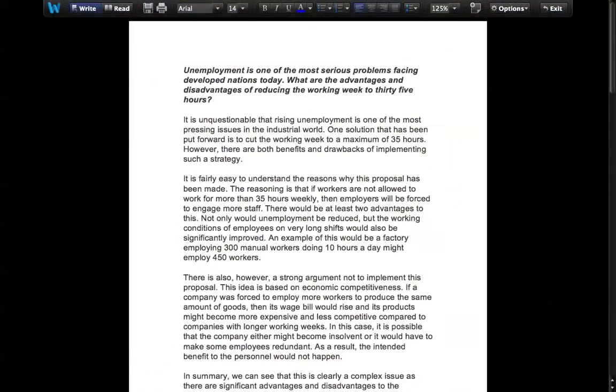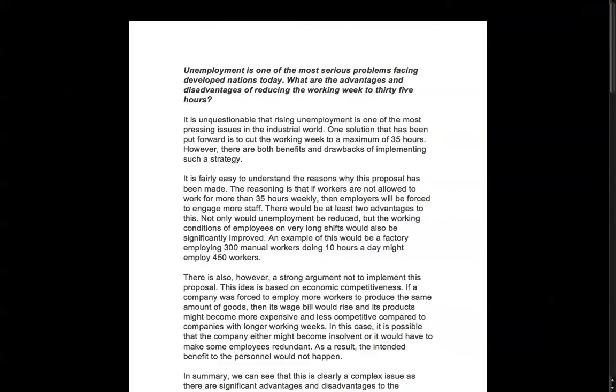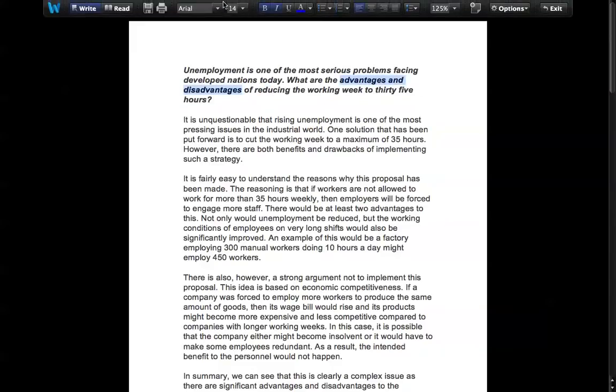Okay, so here's the question. Unemployment is one of the most serious problems facing developed nations today. What are the advantages and disadvantages of reducing the working week to 35 hours? So we can see by the wording in the question that it is an advantages and disadvantages type essay, a discursive essay.